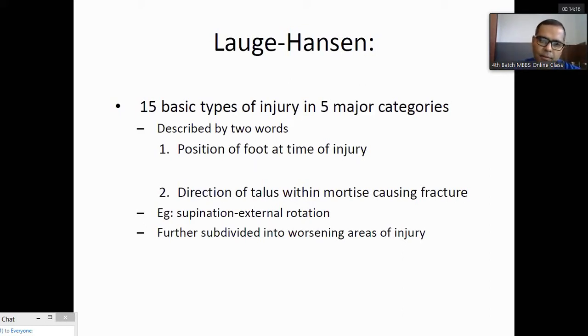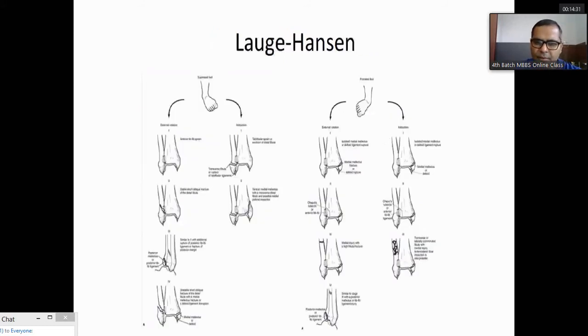Okay, broadly it has been classified into 15 types and 5 major categories, but at your MBBS level, you may not need this depth. It depends on whether the foot is supinated or pronated. With a supinated foot and an adduction force, the lateral malleolus fractures at the horizontal level, so the fracture is transverse.